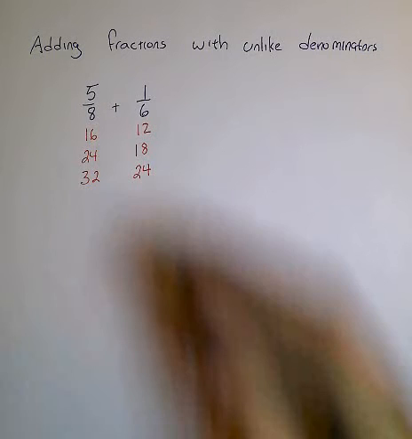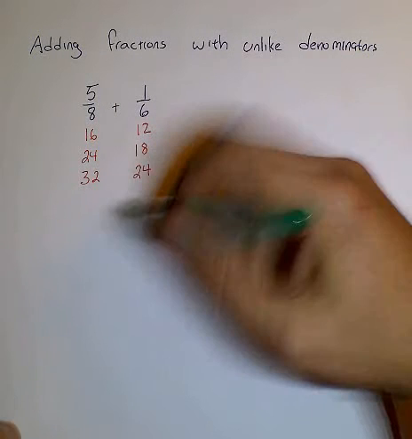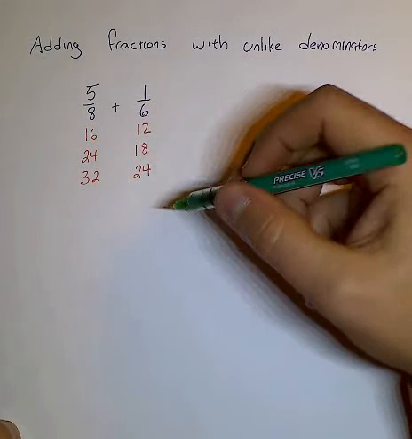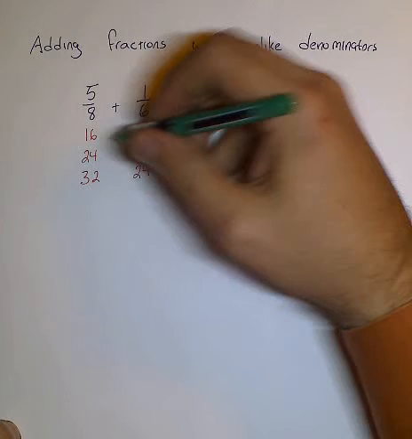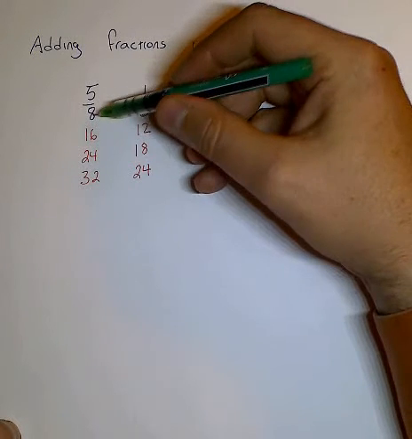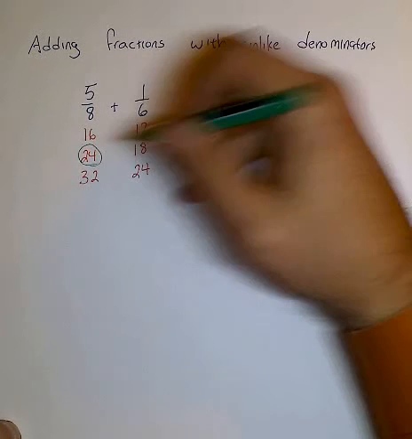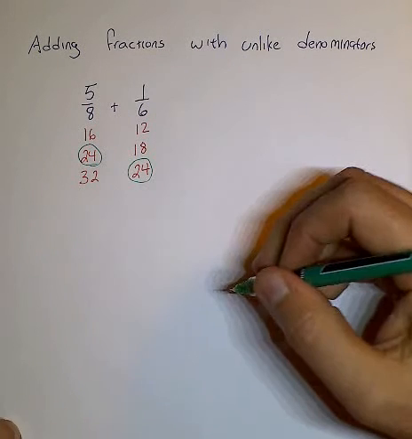If I don't get a match yet, I just keep my list going. I keep counting by 8s, keep counting by 6s. But as soon as I get a match, and remember, sometimes you match the first number, as soon as we find a match, we're going to circle that. And that's your common denominator.